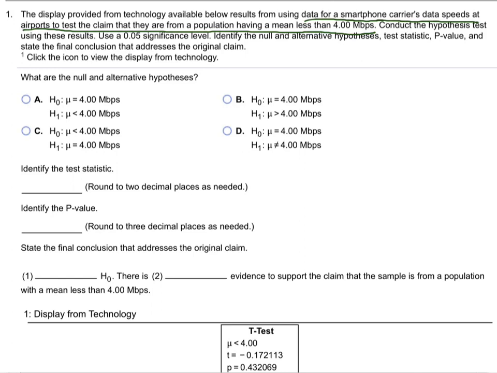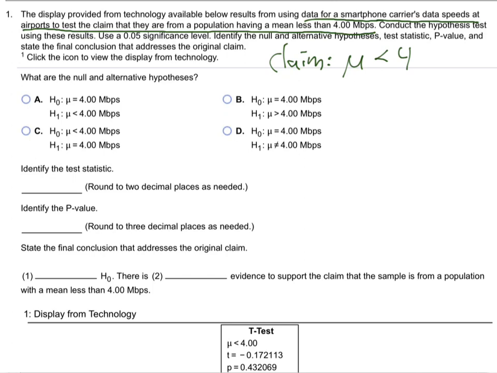So let's write that up. Remember how we always start with that? So the claim is, now we're dealing with that. That's the Greek M. Remember how we talked about that symbol? That's a funny looking Greek M. It's called mu. They're saying the mean less than 4. That's the claim. So can you figure out which of those is the right H1?